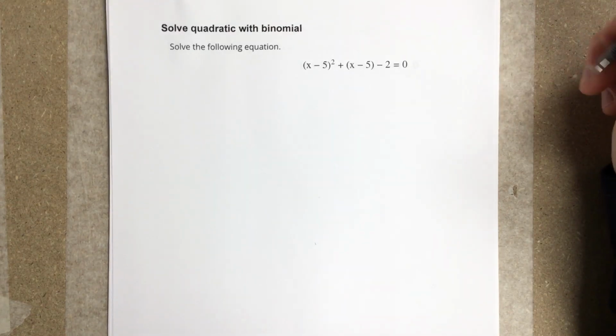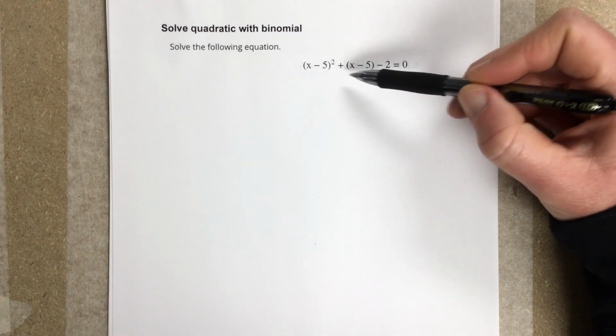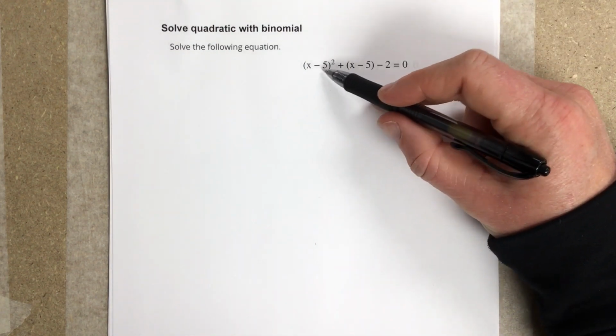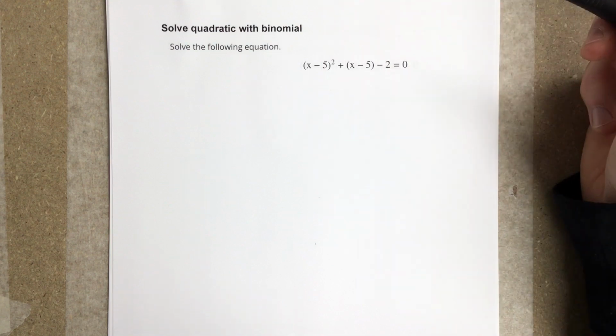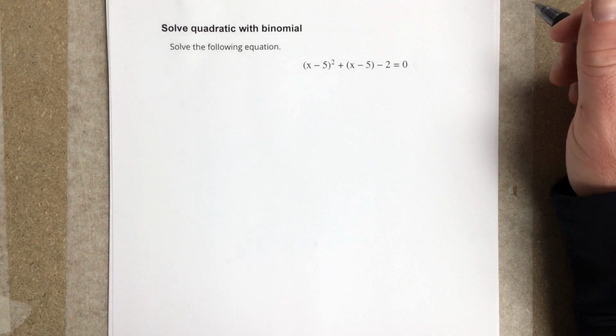In this video, we're going to solve a quadratic with a binomial. It says solve the following equation, and they give us a quadratic, but this x minus 5 is a binomial that is basically in place of x, what we're used to.